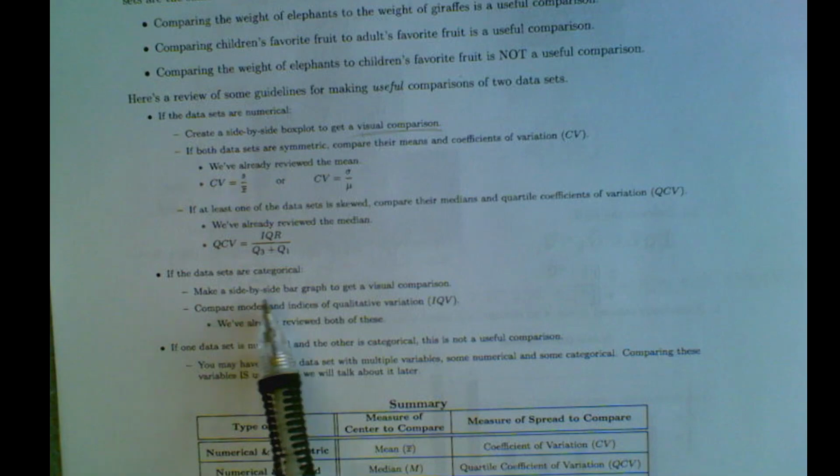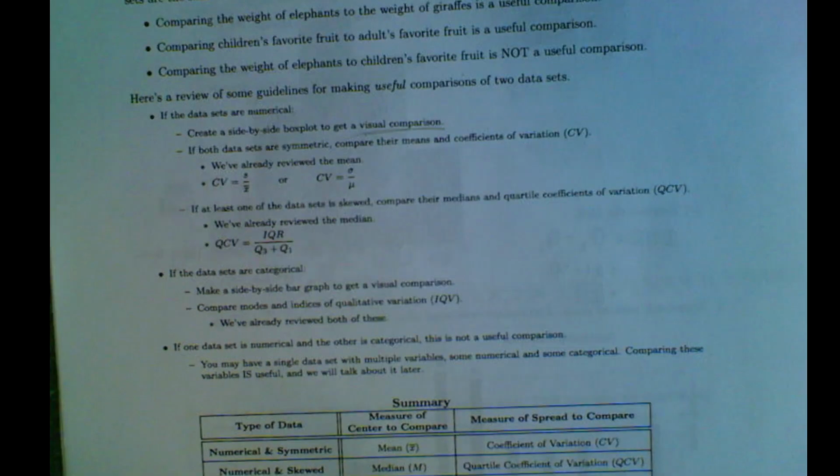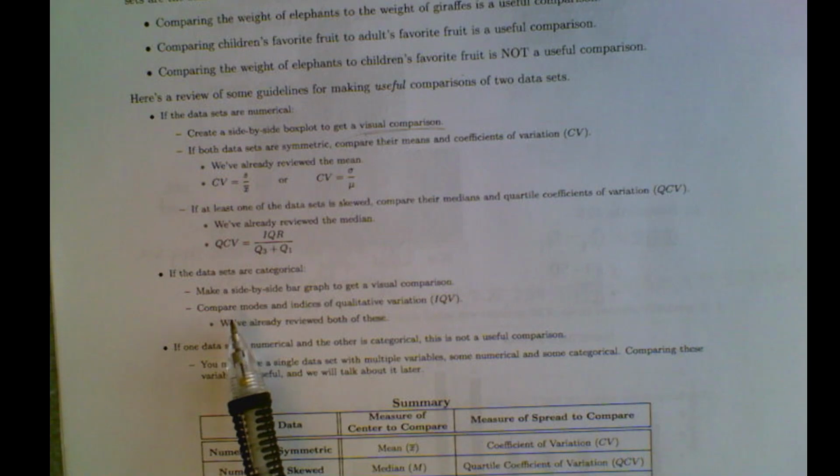If we're going to compare 2 categorical data sets, then the best thing to do would be to make a side-by-side bar graph to get a visual comparison, right? And then the statistics to compare would be modes and indices of qualitative variation, right? So modes and IQVs.